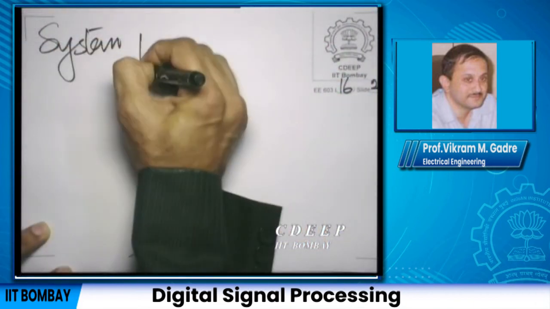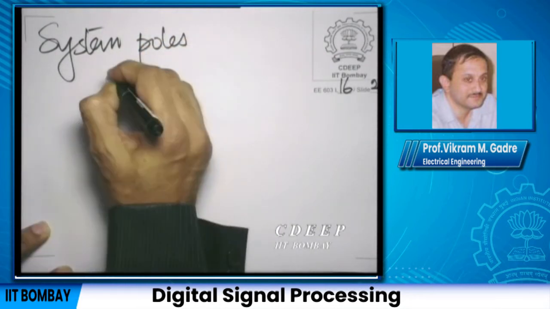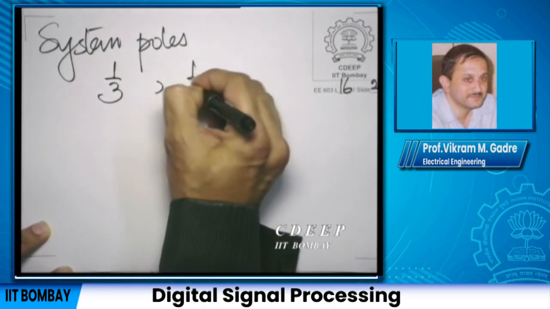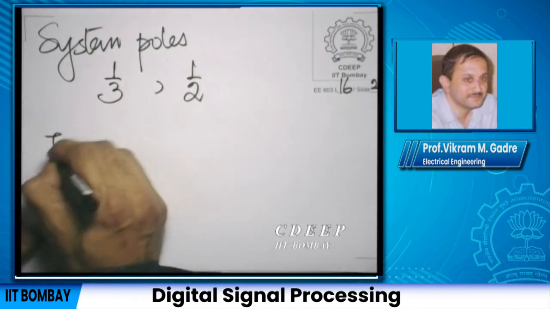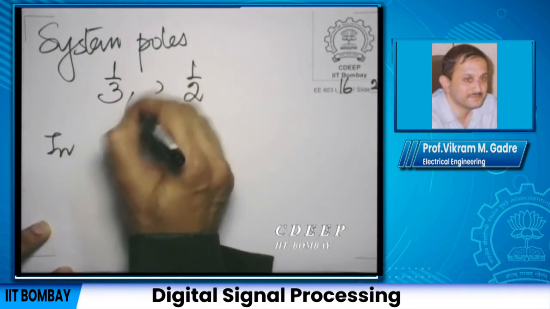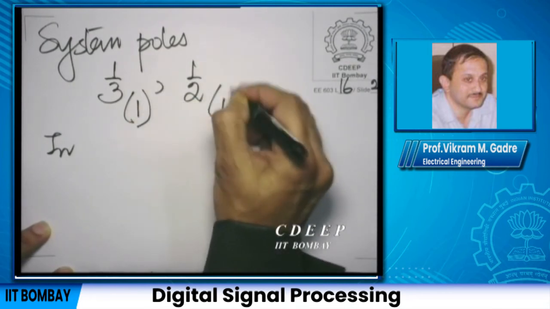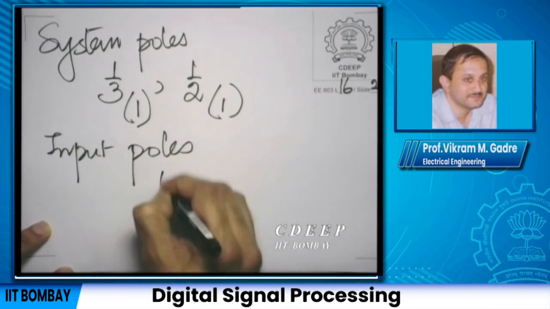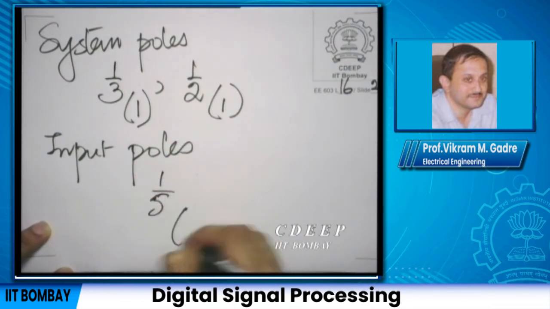Now, in this case, we say the system poles are at 1/3 and 1/2. The input poles, and with each pole you write its multiplicity. The input poles are at 1/5 and with a multiplicity of 3.